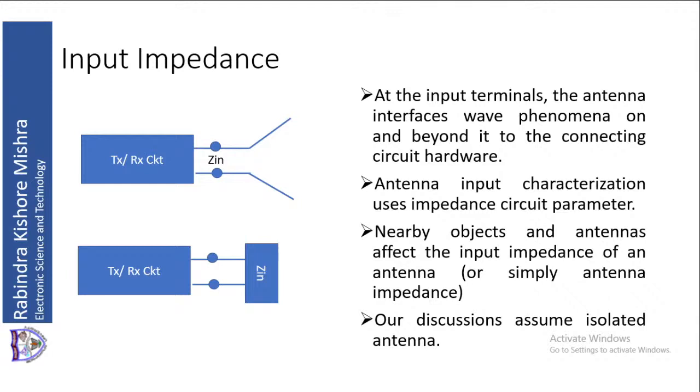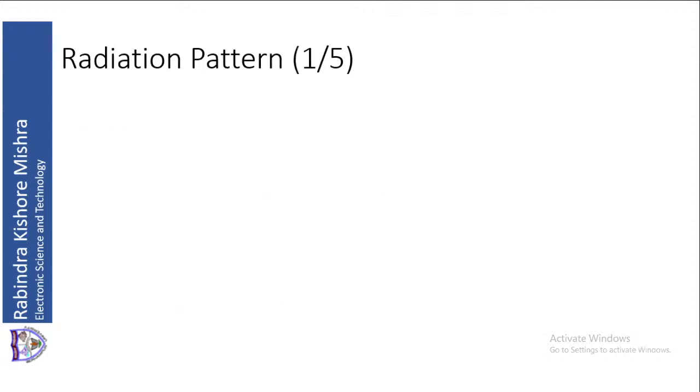That impedance, the load impedance, is called the input impedance of the antenna. Now we will come to the next parameter, which is called the radiation pattern of the antenna. A radiation pattern gives us the distribution of the electromagnetic field generated due to an antenna in the free space, in the space around it, in the far field zone.